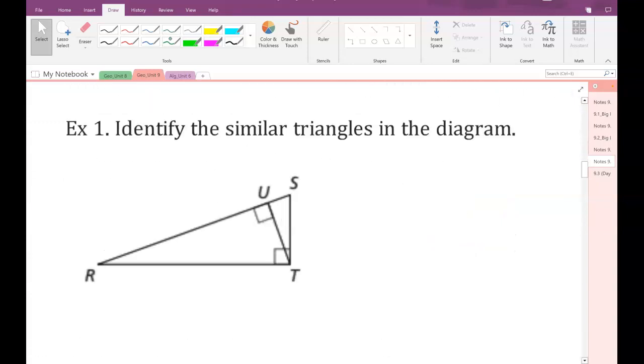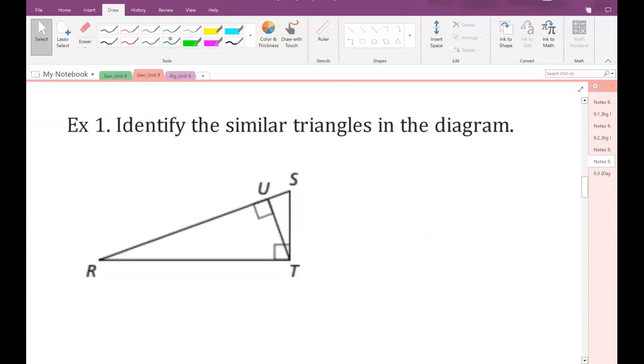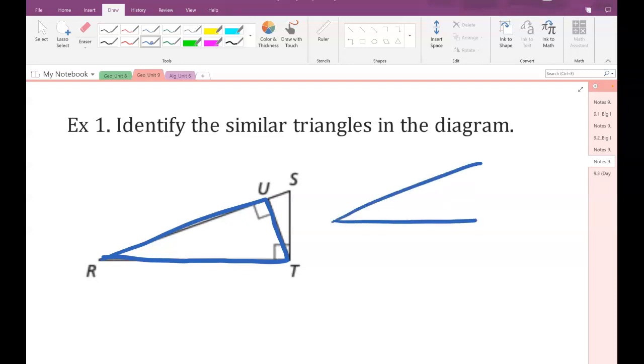So in this first example, we're going to identify the similar triangles in the diagram. So let's draw the ones that are made by using our altitude, which would be TU. Our first triangle, let's do the blue one here. I'm going to try to draw them so the orientation is the same for all of the triangles. So knowing this would be angle U, this is angle T, and this is angle R.